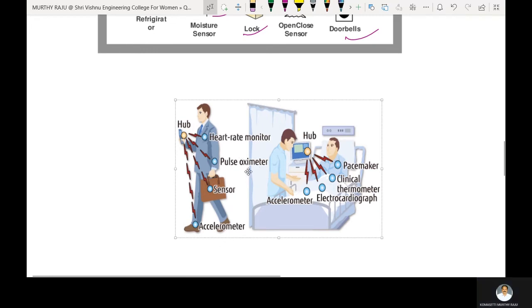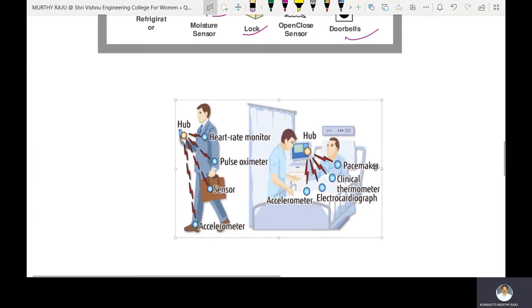In this figure, a heart rate monitor is also there. Pulse oximeter means it counts the pulse rate. The heart rate monitor is used to measure the heartbeats. Sensors are fitted here. The accelerometer is used to count the walking steps of the person. This is the hub. All these sensors are placed on the body of the patient. These sensors sense the conditions of the patient and generate some data. The data is sent to the patient's smartphone, which gives a triggering signal to the patient, for example when the heartbeat or pulse rate is very low. Such messages are sent to the patient's smartphone. The patient sees those conditions and rectifies their actions.